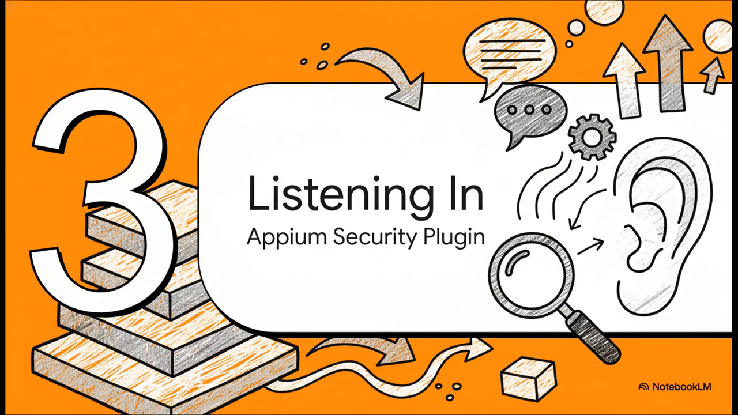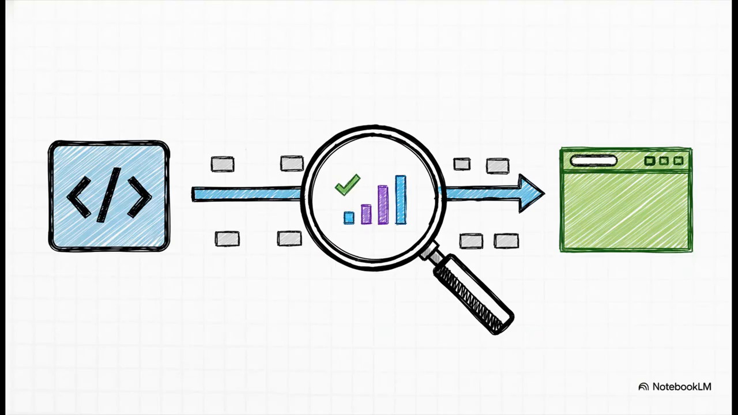Okay, now this is where it gets really interesting. Because once everybody's speaking the same language, you can start to do some pretty powerful things. You can actually start listening in on the conversation. I mean, think about it. If you know exactly what every single command looks like because there's a standard, you can build a tool that just sits in the middle and intercepts them. A tool that analyzes these commands as they fly from your script to the browser.